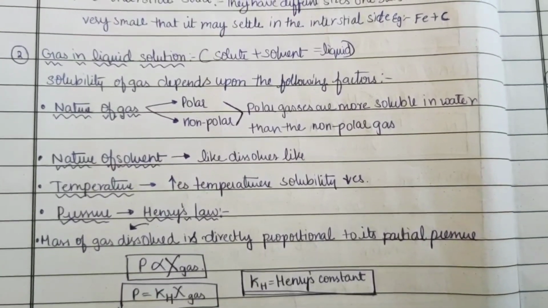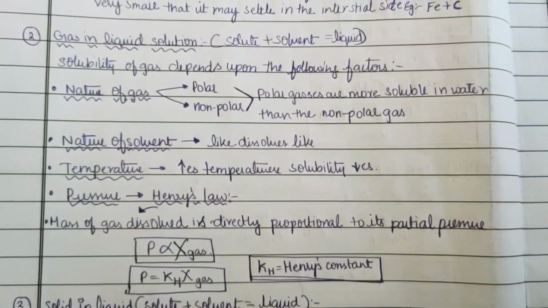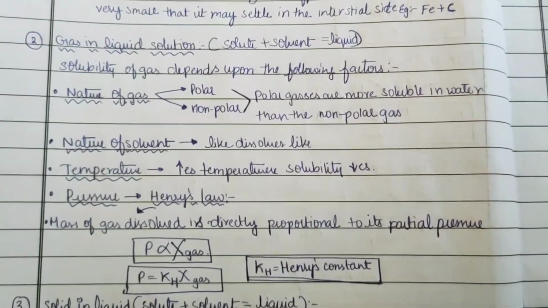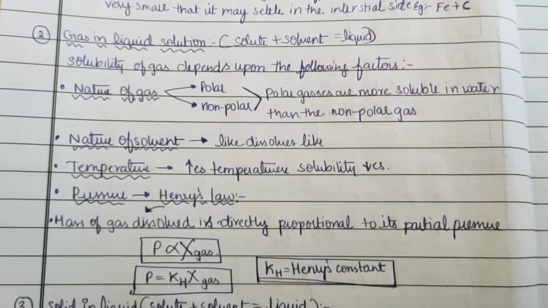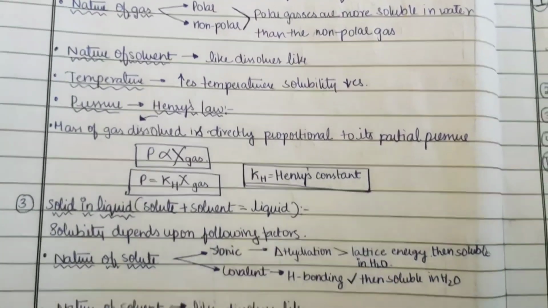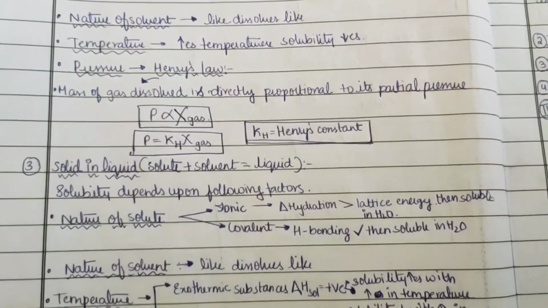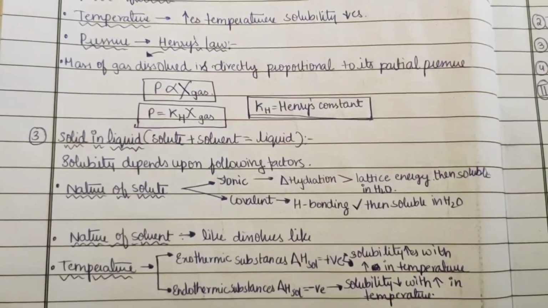Mass of gas dissolved is directly proportional to its partial pressure, where P is directly proportional to chi gas, where P equals KH chi gas. That means KH is Henry's constant. Now let us move on to solid in liquid, which is solute plus solvent equal to liquid. Then solubility depends on the following factors.